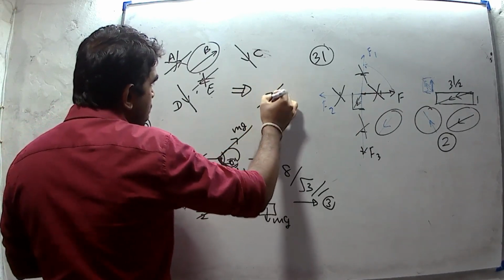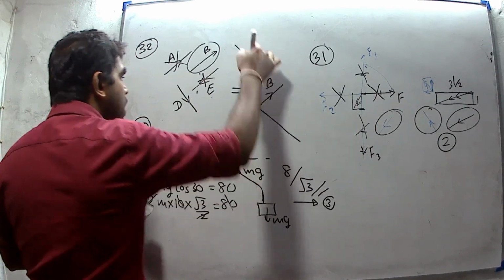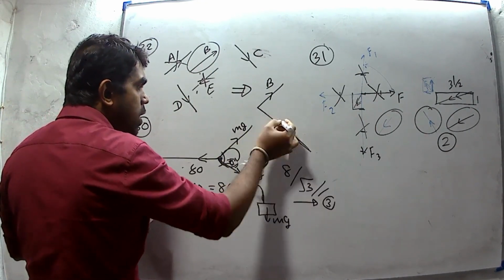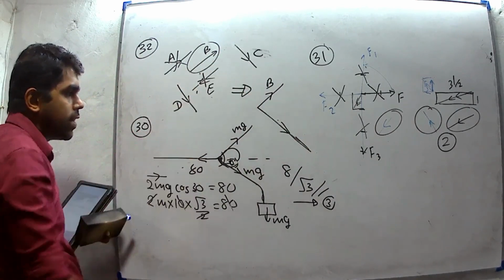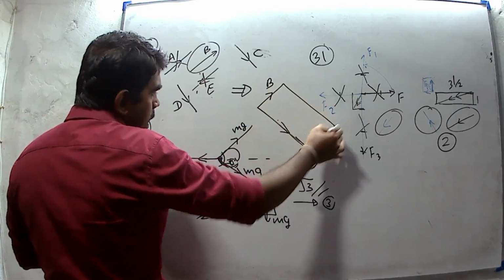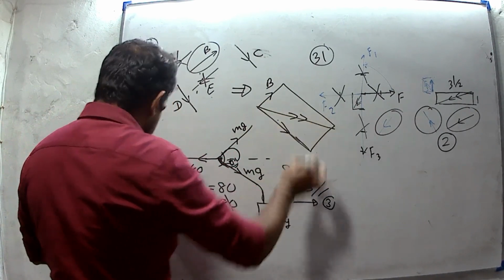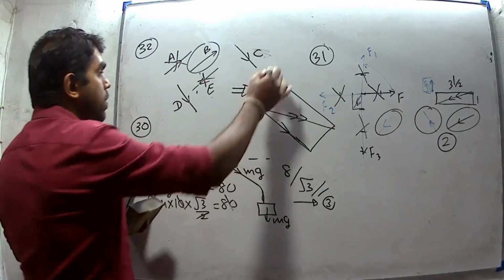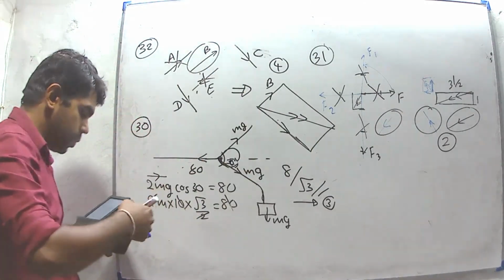B is in this direction. We can add these two vectors in the same direction. Therefore, we have to draw a straight line 2 times this length. Then the resultant is in this direction. We can get it as the fourth answer. Question number 32.